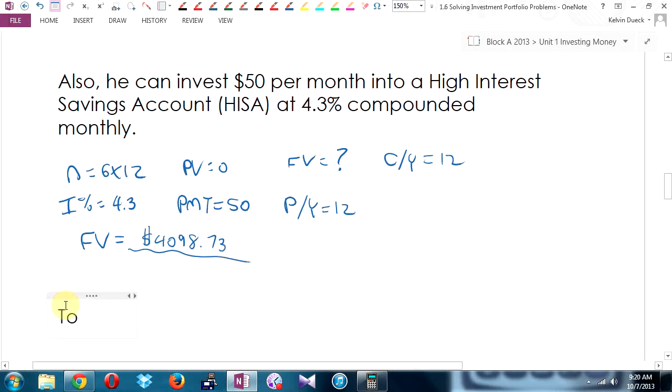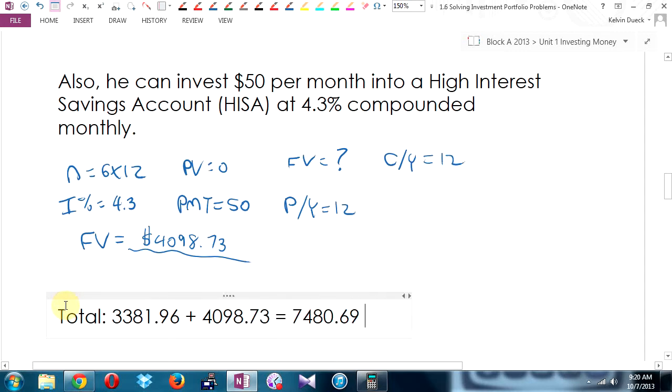So, 3381.96 plus 4098.73 equals how much? Oh, I didn't realize my software would do the math automatically. I just learned something new.